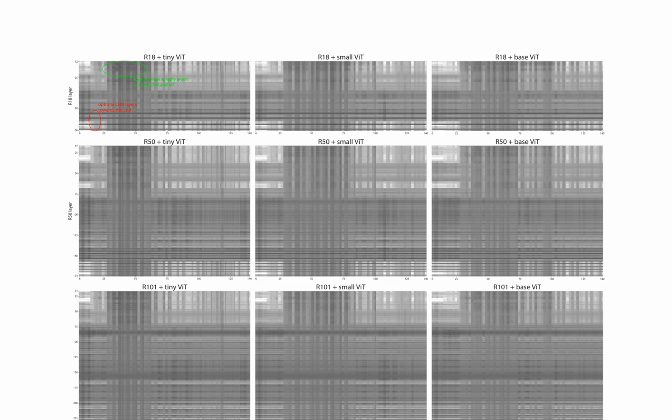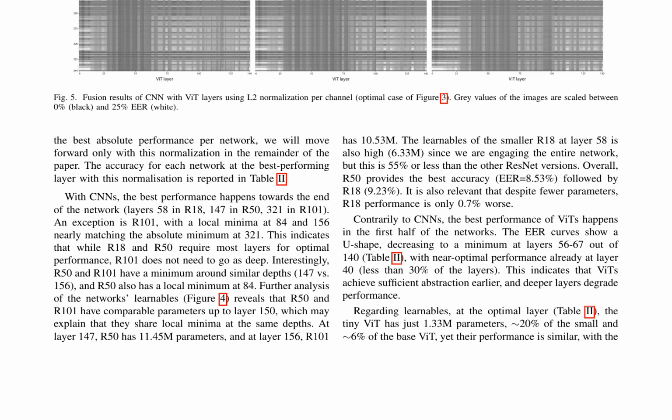In contrast, the best performance of ViTs occurs in the first half of the networks, with the tiny ViT achieving similar performance to the small and base ViTs with significantly fewer parameters. Fusion results using L2 normalization per channel are presented in Figure 5, showing that combining scores from multiple comparators improves verification accuracy. The paper proceeds to investigate the effectiveness of L2 normalization per channel in the remainder of the study. The findings suggest that while CNNs require most layers for optimal performance, ViTs achieve sufficient abstraction earlier, and deeper layers degrade performance.